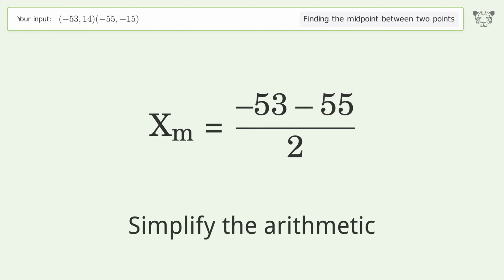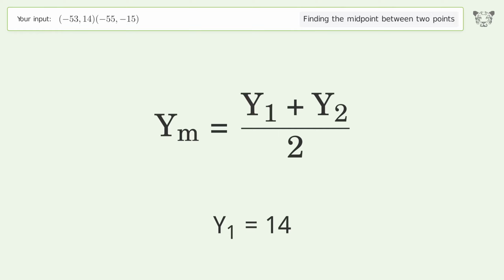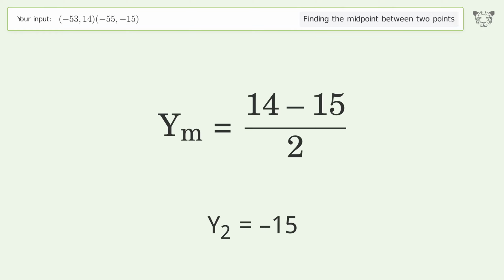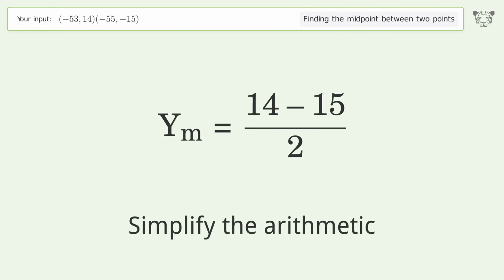Use the y values in the midpoint formula to find the midpoint's y. y1 equals 14. y2 equals -15. Simplify the arithmetic.